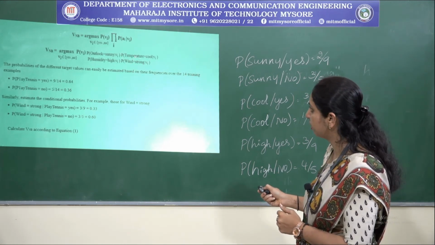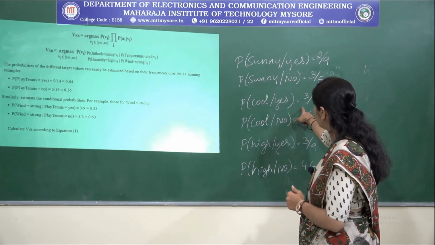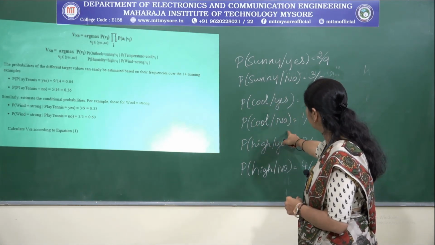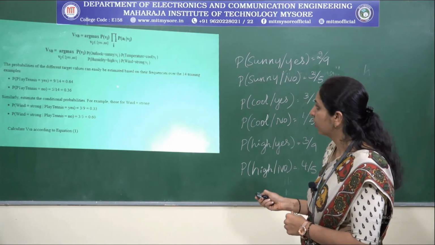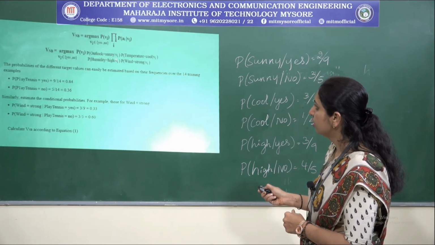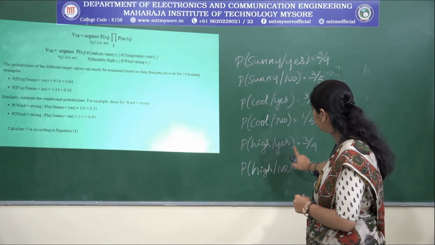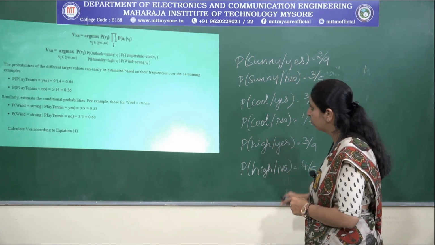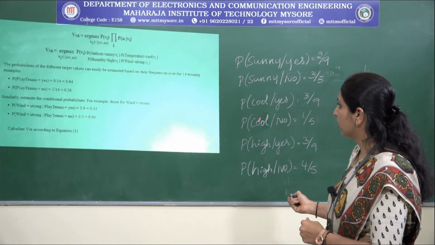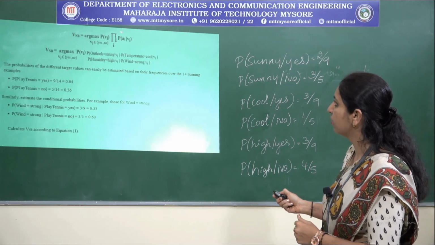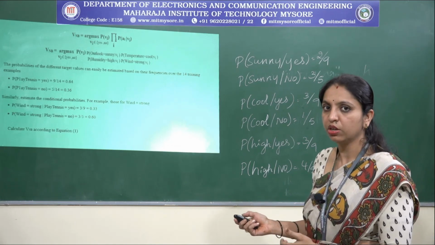If we consider the second conditional probability, which is probability of temperature, which is cool, probability of cool given yes is equal to 3 by 9, probability of cool given no is equal to 1 by 5. The third probability is probability of humidity, that is high, given yes or no. Probability of high given yes is equal to 3 by 9, probability of high given no is equal to 4 by 5. Once we calculate these values, we are going to multiply them separately for yes and then no.